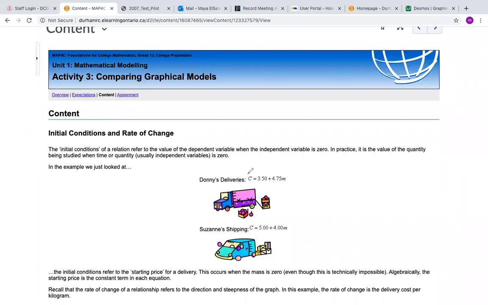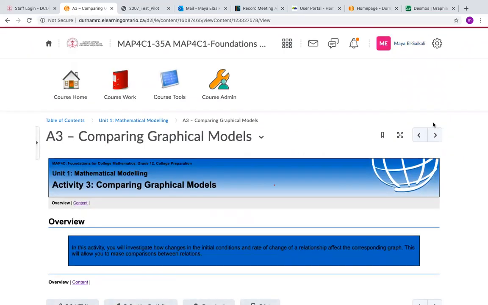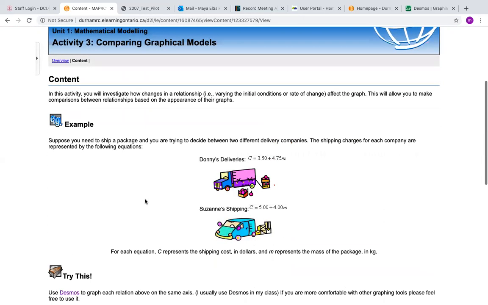So C means the cost, and M probably means... I need to go to the previous page. Okay, what does it say here? M represents the mass of the package in kilograms. So C represents the shipping cost in dollars, and M represents the mass of a package in kilograms.